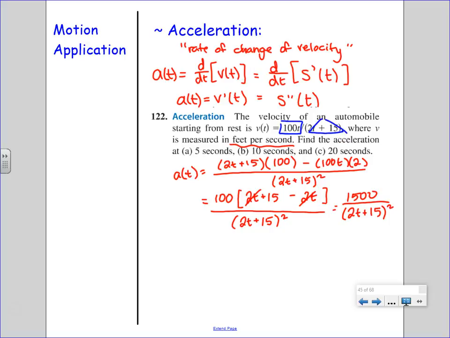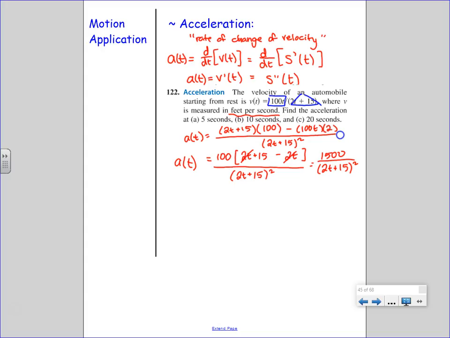What are they actually asking for? At certain points. So I just need to find a of 5, a of 10, and a of 20. To find it, all we have to do is plug it in. Plugging in 5: 2 times 5 is 10, 10 plus 15 is 25, 25 squared is 625, because 25 times 25 is 625.